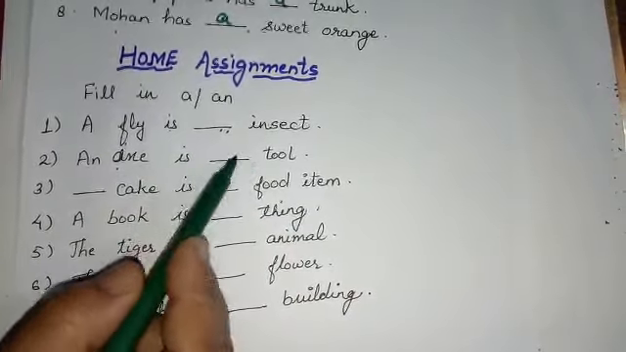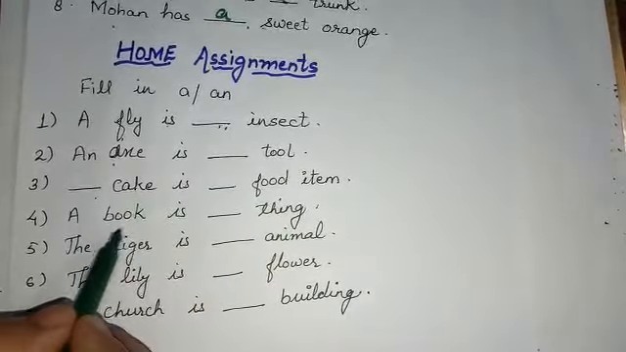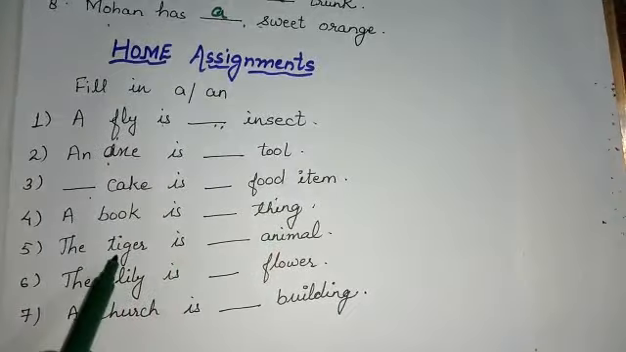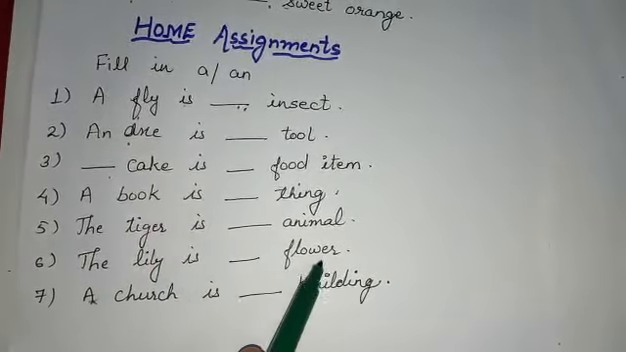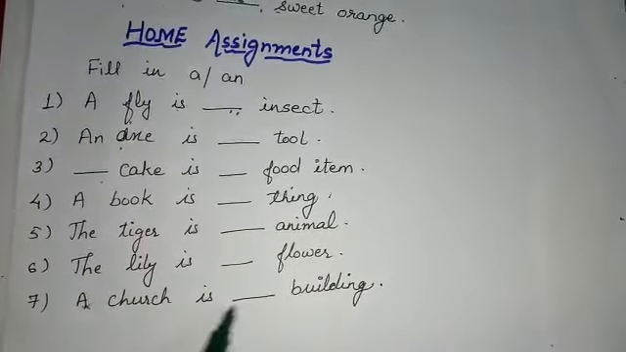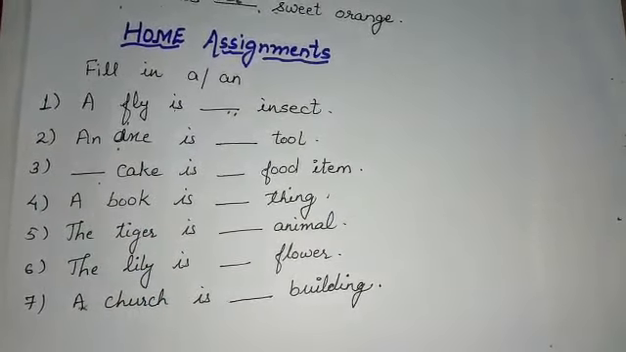An axe is dash tool. Dash cake is dash food item. A book is dash thing. The tiger is dash animal. The lily is dash flower. A church is dash building. You have to write A and an in these blank spaces.